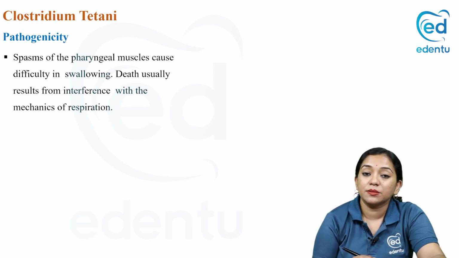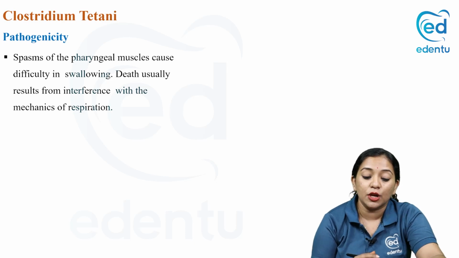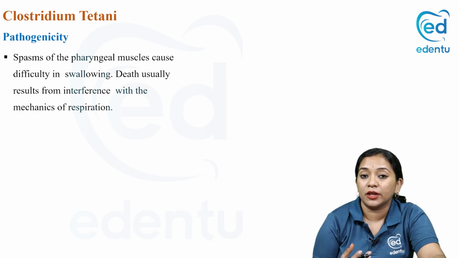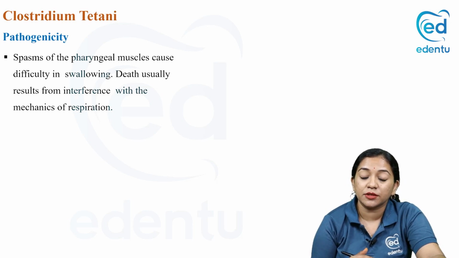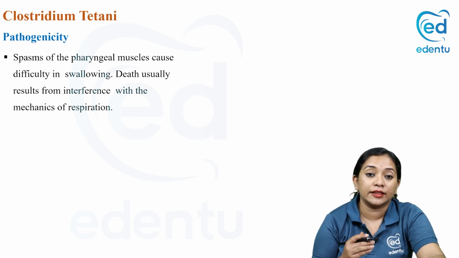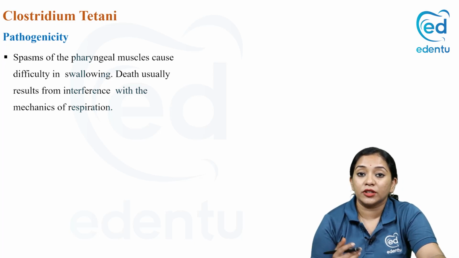When there is spasm over the pharyngeal muscles, the patient will have difficulty swallowing, and sometimes the patient can even end up dying in cases where respiration is affected, because of the paralysis of the muscles of the respiratory tract.